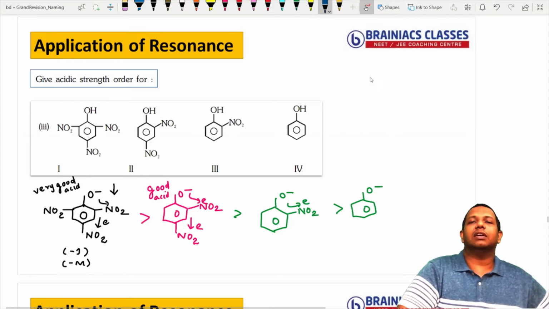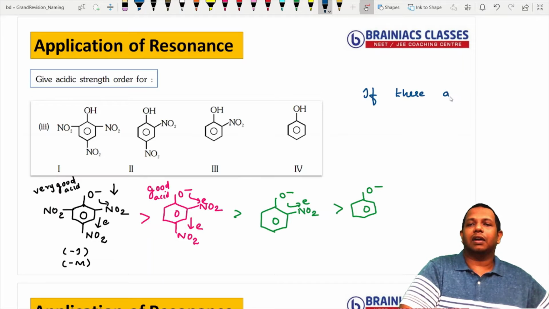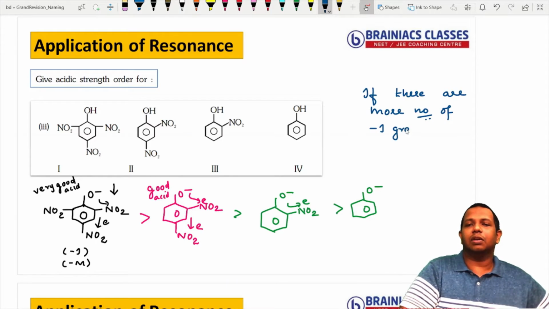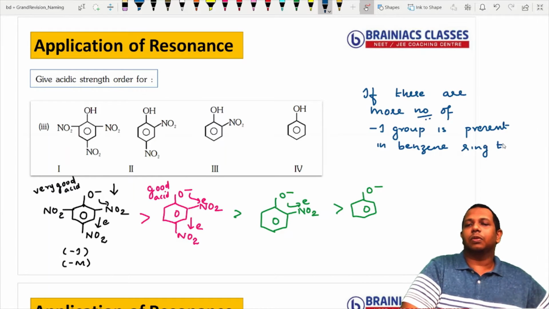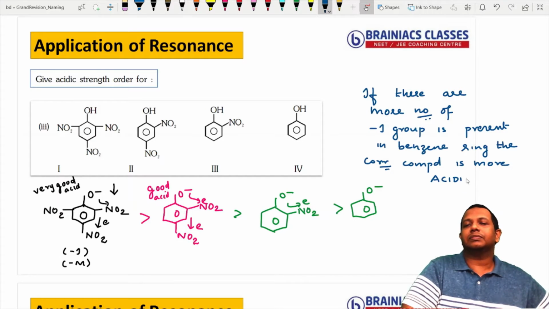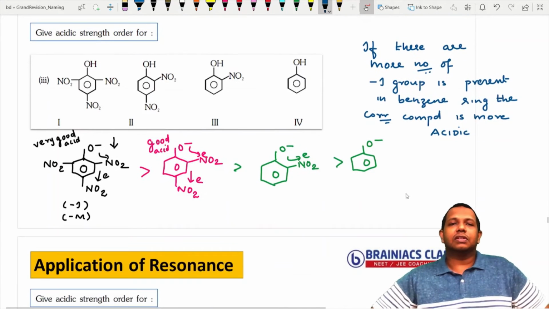So we can write a conclusion. If more number of minus I groups are present in the benzene ring, the corresponding compound is more acidic. Clear? I hope this is clear for you.